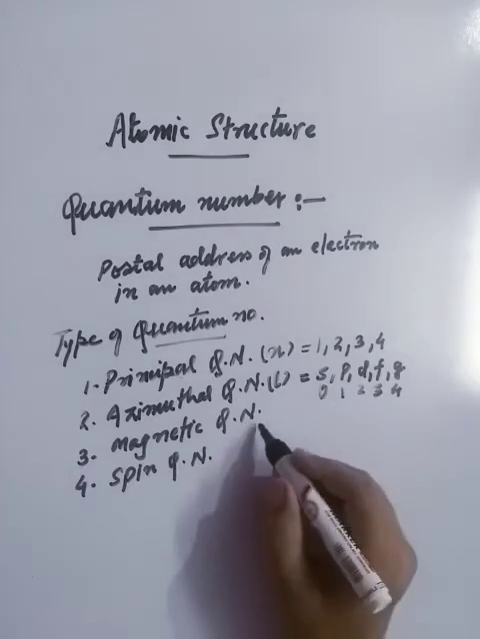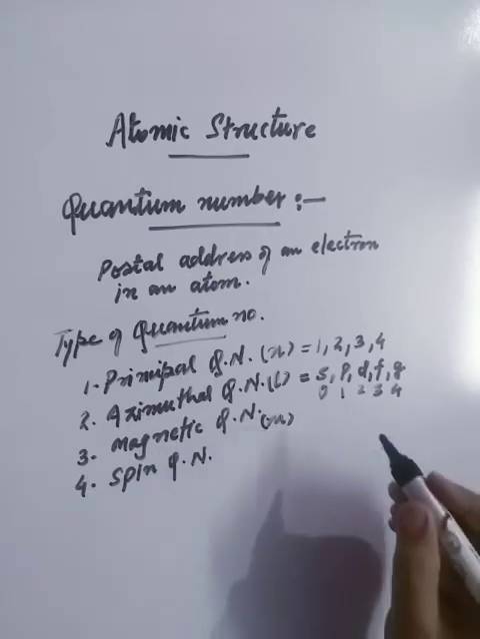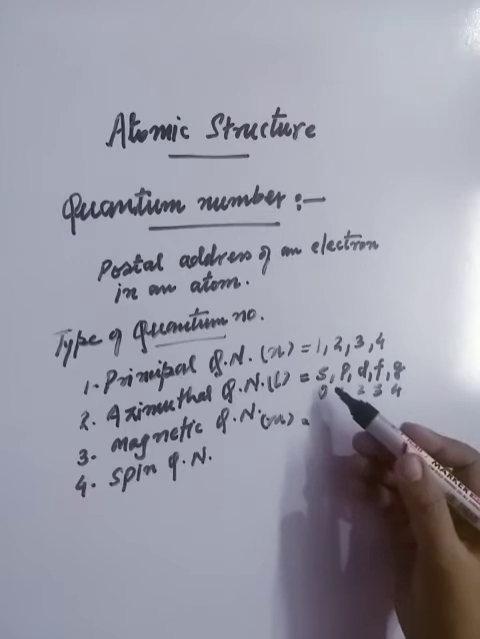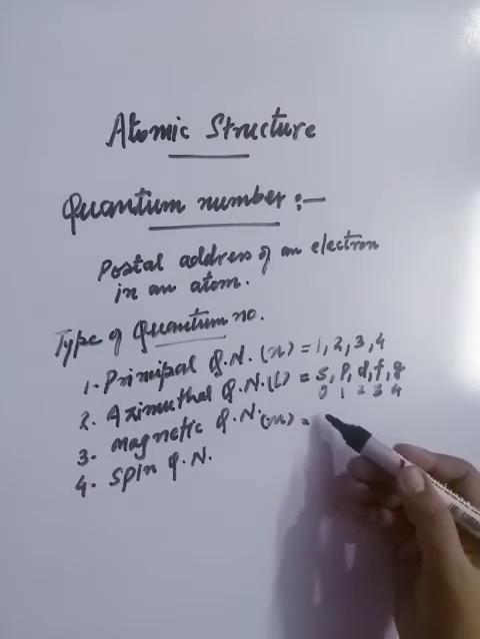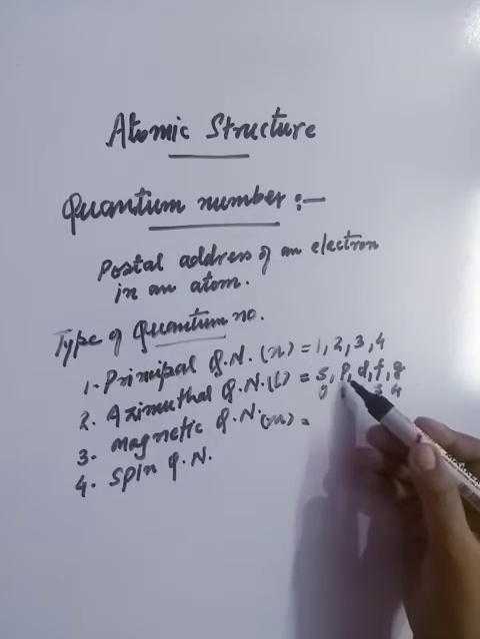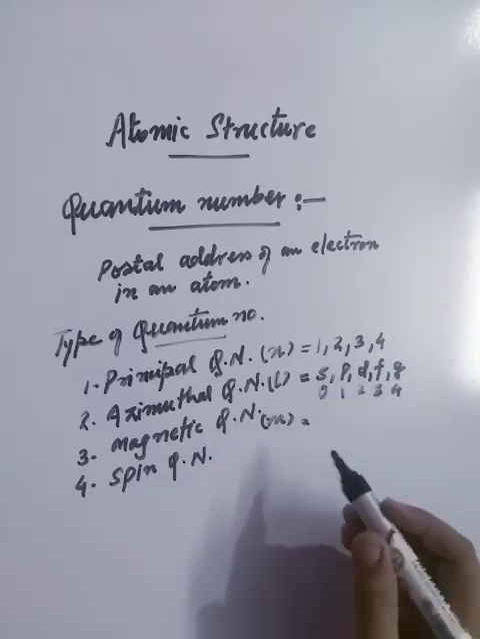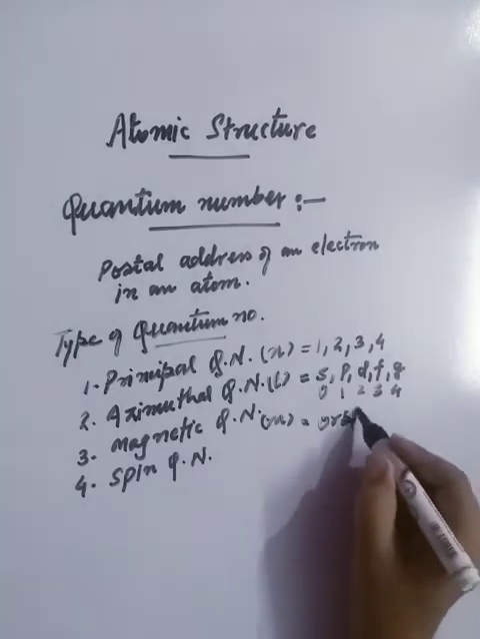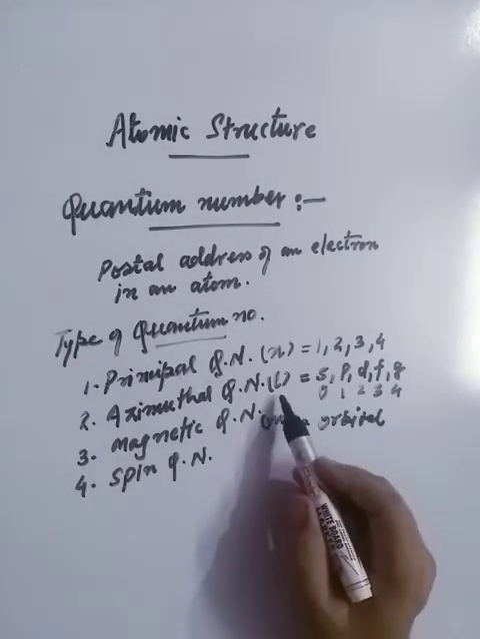Now the magnetic quantum number is represented by m. It tells you about the orbitals. So s is a subshell that contains only one orbital. p is a subshell that contains three orbitals. Suborbitals are called orbitals. So the magnetic quantum number tells us about orbitals, and its value depends upon the value of l.